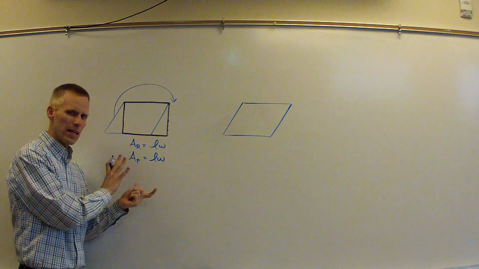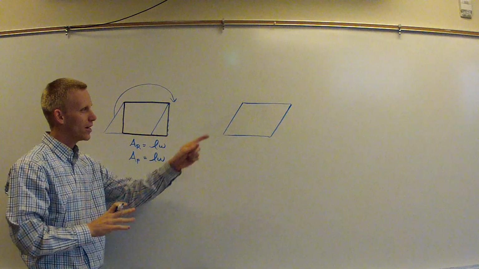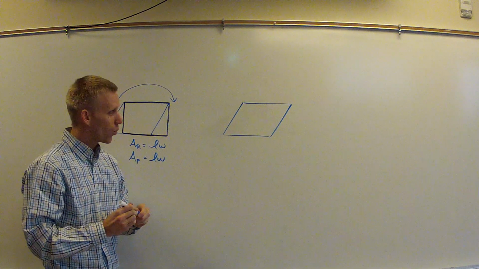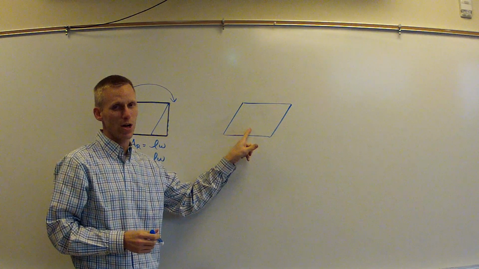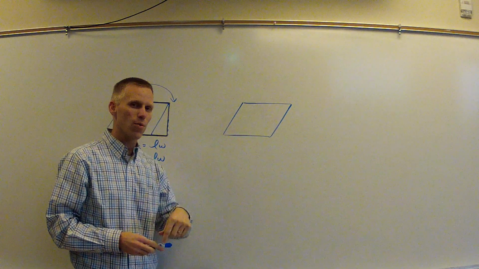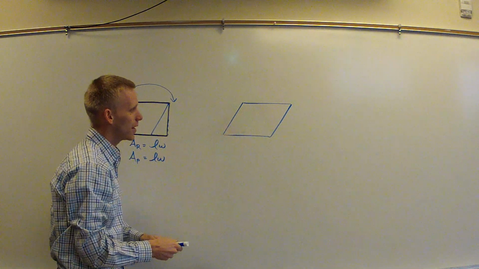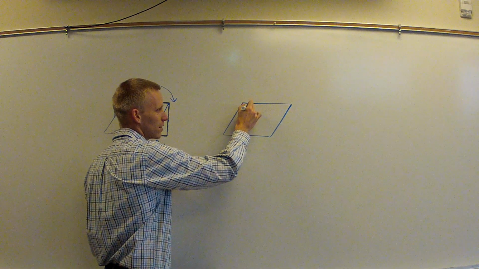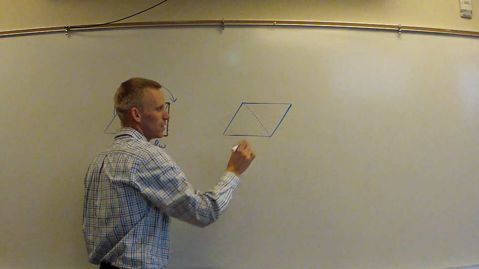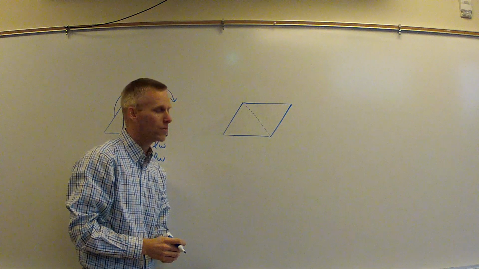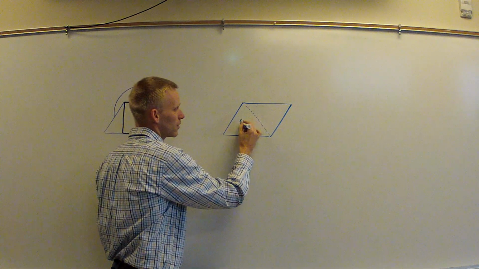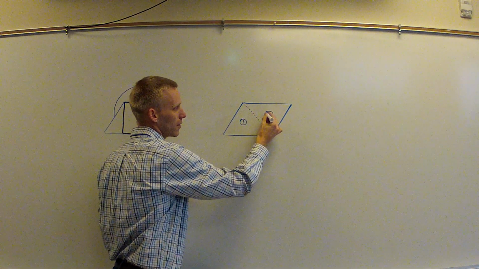Now, if you don't get that, or you don't believe me there, let me show it to you a different way. We're going to again start with something that we know, but we're not going to start with a rectangle, we're going to start with a triangle. A parallelogram is in fact two equal triangles. We've got one triangle here, we've got a second triangle here.